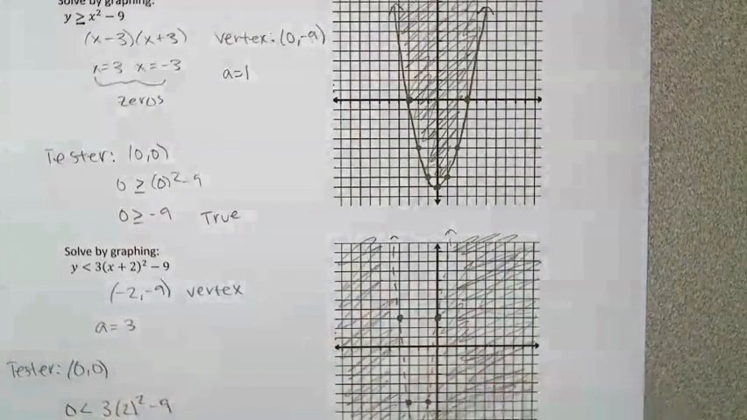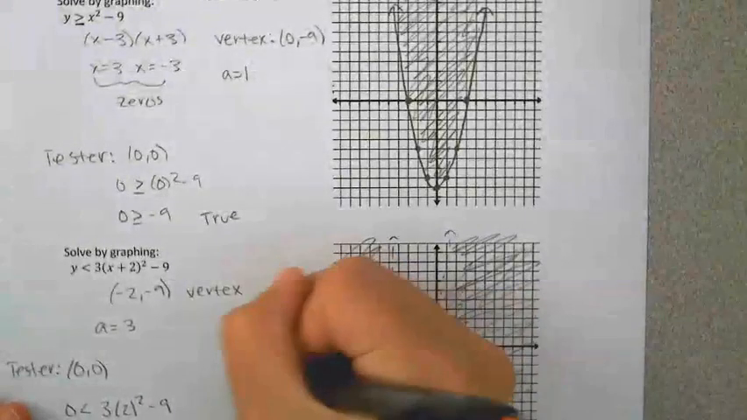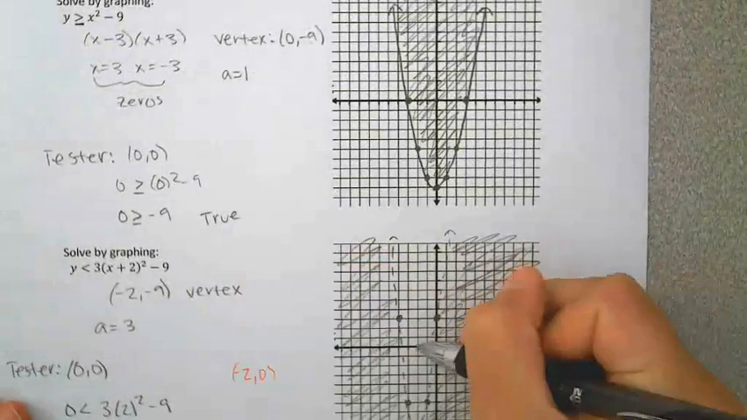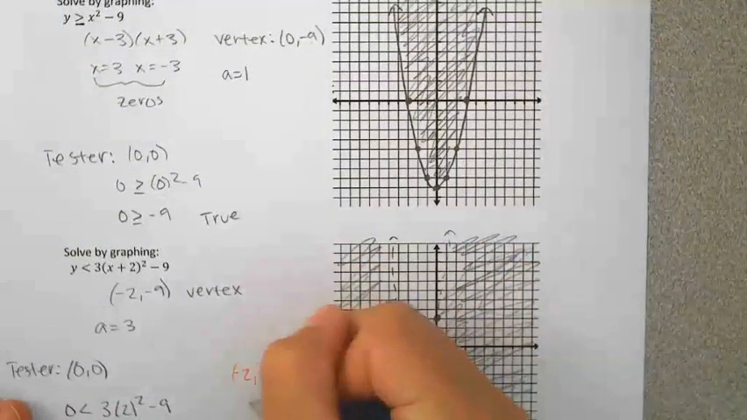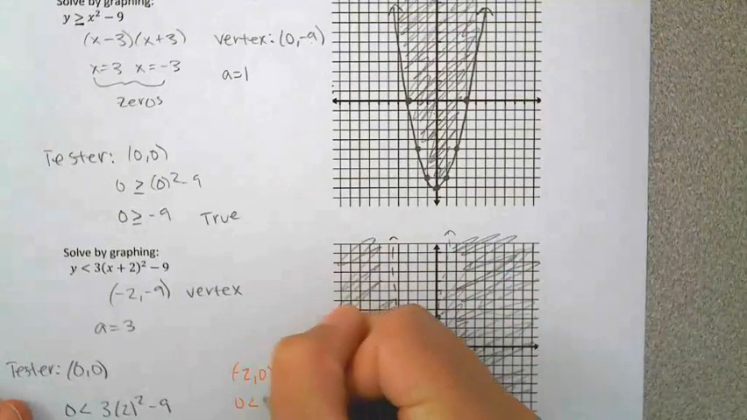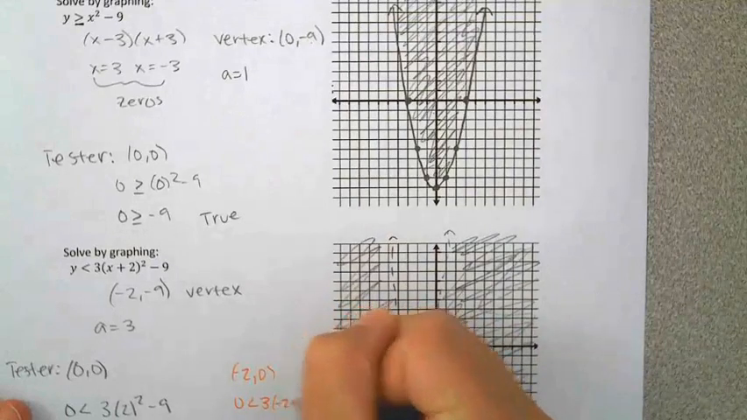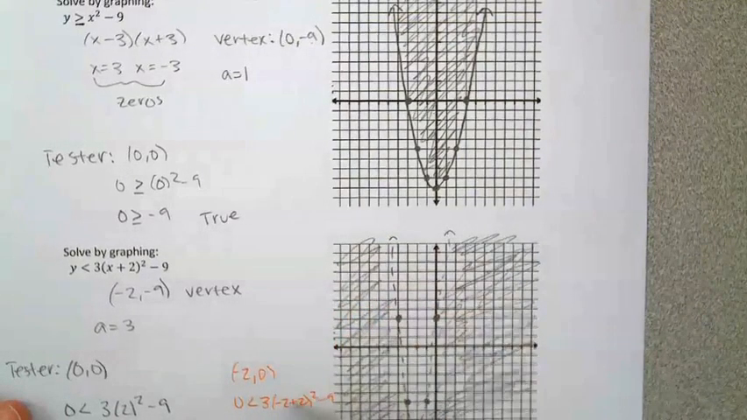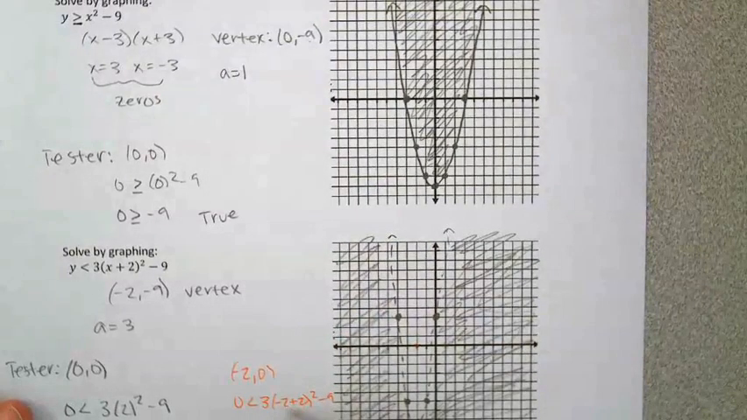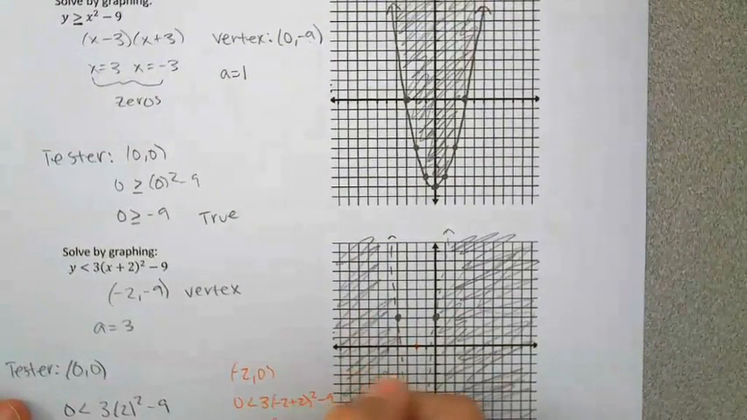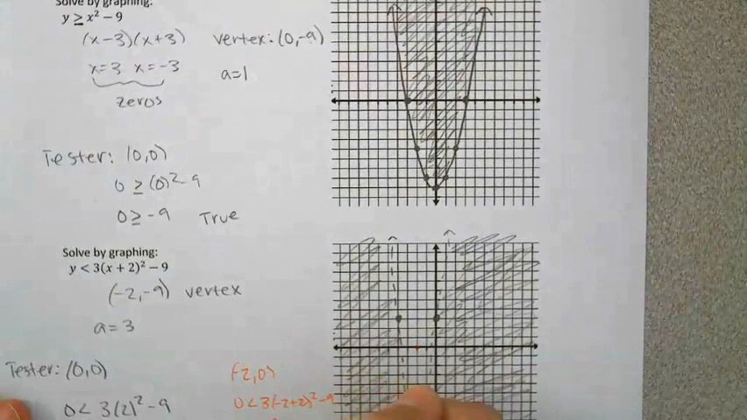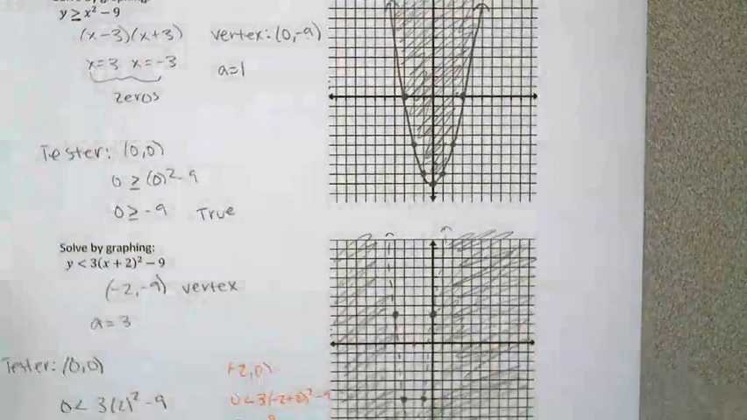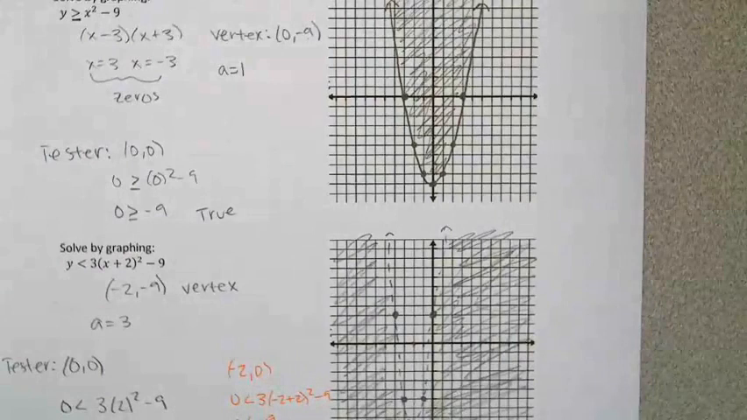Let's just entertain ourselves a little bit and say if we picked the tester point -2, 0, which is right there. And I substituted it in, I would get 0 is less than or equal to 3 times -2 plus 2 squared minus 9. This ends up being 0 because it's -2 plus 2 times 3. It's still 0. 0 is less than -9. That's not true, which is why we don't shade on the inside. So that gives you that other scenario that Miss Marshall didn't cover by choosing poor examples.